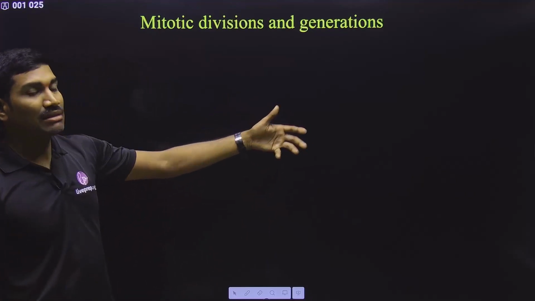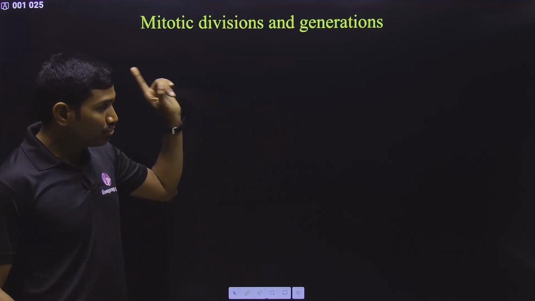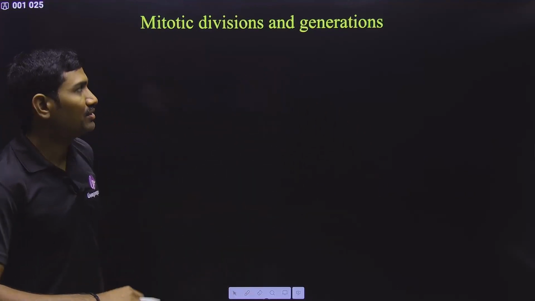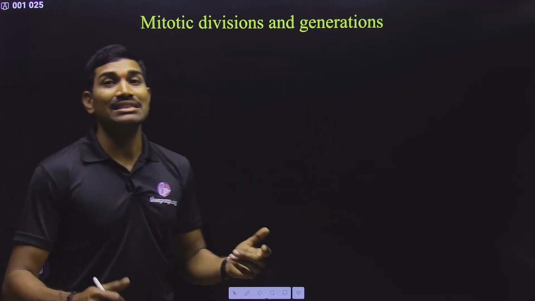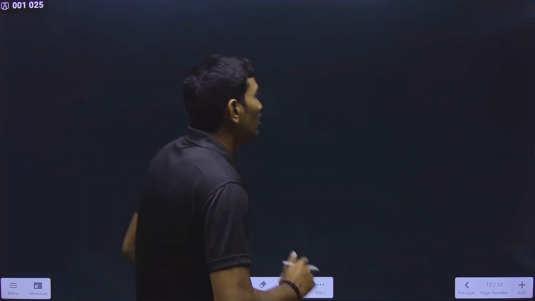Now we are going with some other useful and interlinked information. So now also you should be a little bit more careful. Observe carefully: mitotic divisions and generations. This is with respect to calculation. So quickly I will tell you. Observe carefully. What is this one?